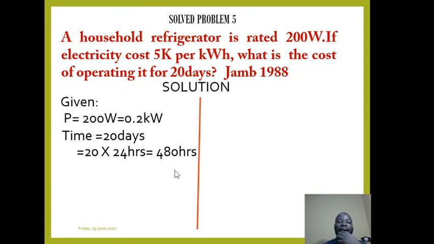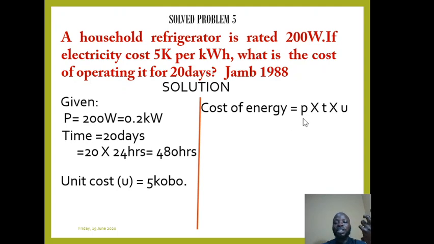Then the next thing we have is the unit cost in the question, which is 5 kobo. They are charging 5 kobo per unit, per kilowatt hour. So automatically, you can just substitute all the three parameters that we have known from this question directly: the power in watt, the time, which is 20, the unit cost, which is 5 kobo. So from this one, our formula is PTU. Don't forget, cost of energy equals to what? PTU, power times time times unit cost.